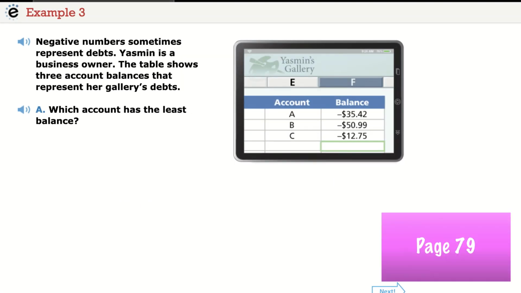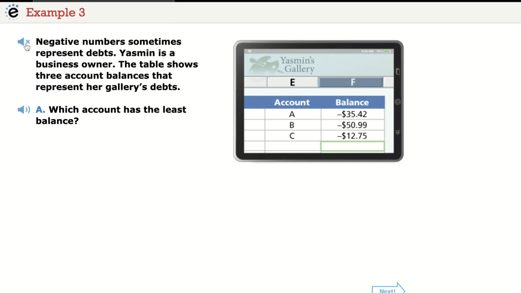Let's look at example 3 on page 79. Negative numbers sometimes represent debts. Yasmin is a business owner. The table shows 3 account balances that represent her gallery's debts. Part A. Which account has the least balance? Okay, so a debt, that's when you owe money. And since all 3 of these accounts have negative balances, all 3 accounts owe money. All 3 accounts are debts.